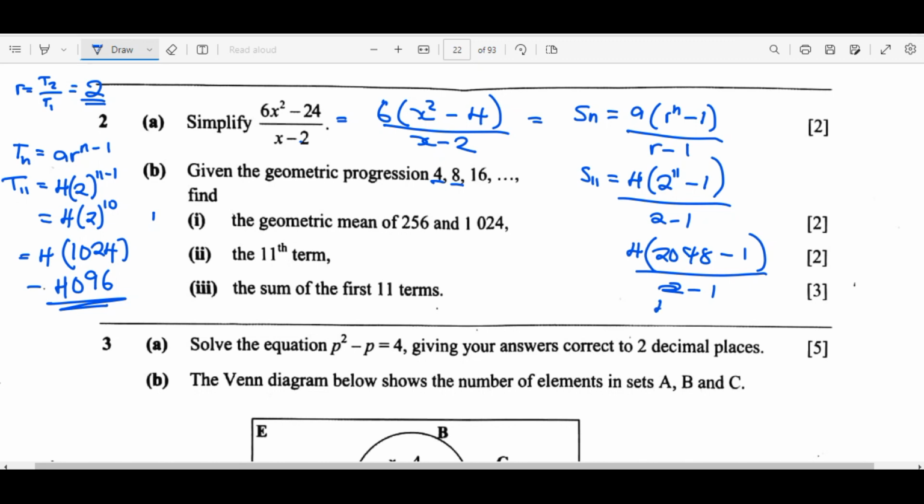So meaning 4 open bracket 2048 is equal to what? So when we multiply 4 times what is in the brackets, that is 2048, you're going to have 8192. Okay, so that is the answer there.